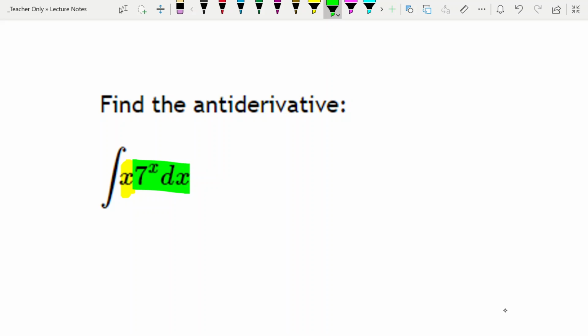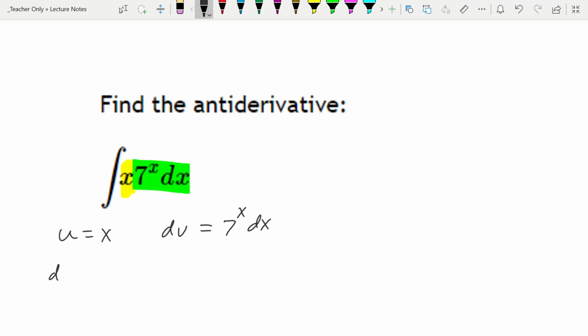So what I'm going to do is I'm going to start by saying I'm going to let u be what I highlighted in yellow. I'm going to let u be x, and therefore, I'm going to let dv be 7 to the x dx. And the thought process I go through here is saying, if I take the derivative of u, that's going to become 1 dx, so that seems better. And then the antiderivative, do I know how to do the antiderivative of an exponential function? The answer is yes. So this seems like a decent try. All right, so let's give it a shot.